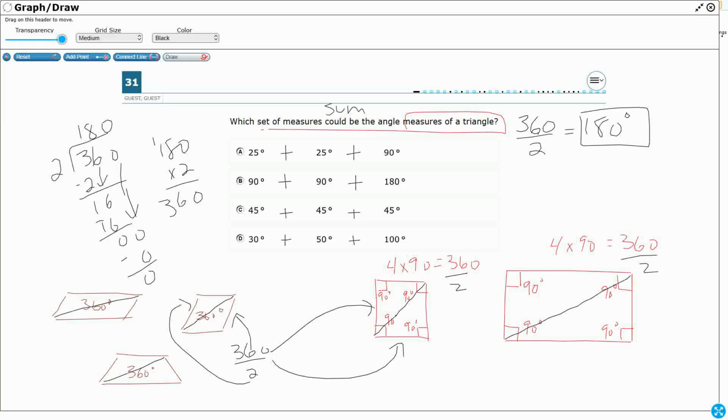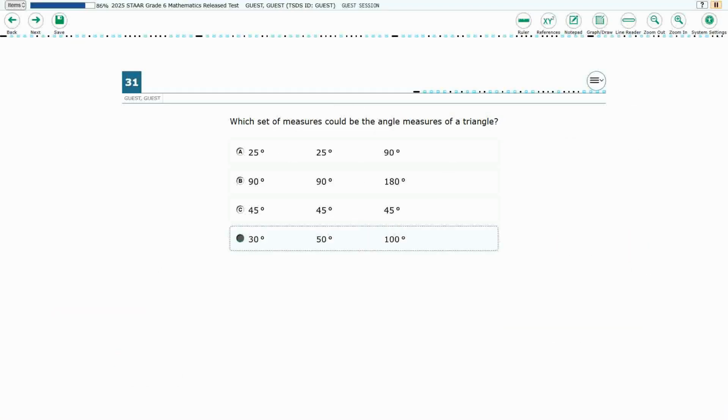And if we add these, well, this is going to be 140. This is going to be 360. This would work for a quadrilateral. B, 45, 45, 45 is 135. And then only D works. So that's what we're looking for, 180, because we know that in each triangle, the sum of the interior angles is always going to be 180 degrees. Our answer is D.